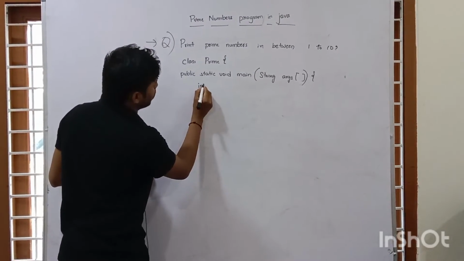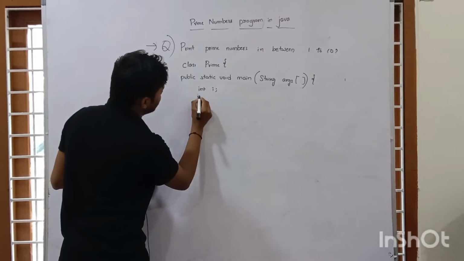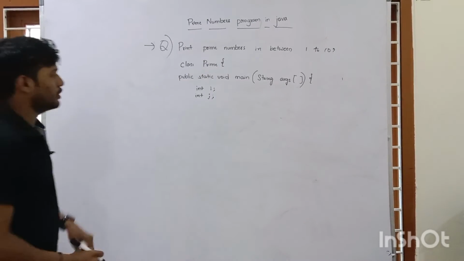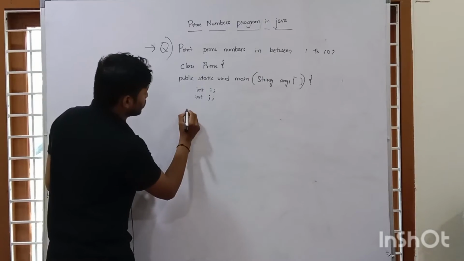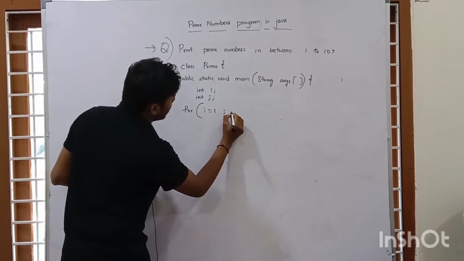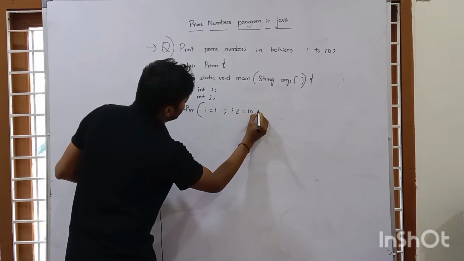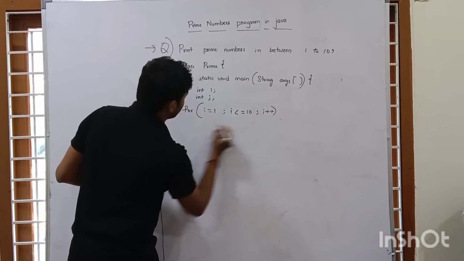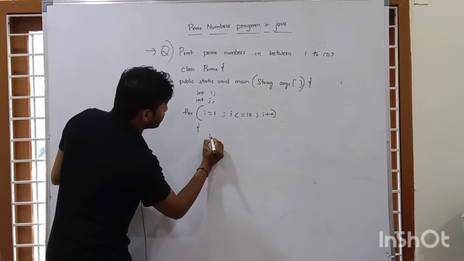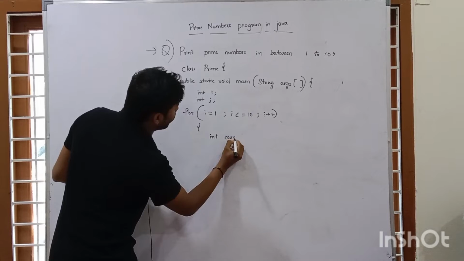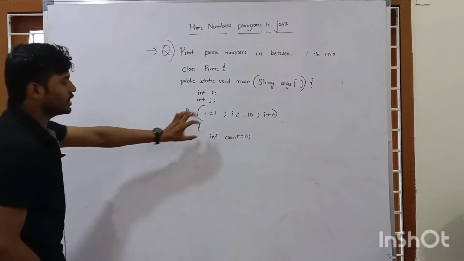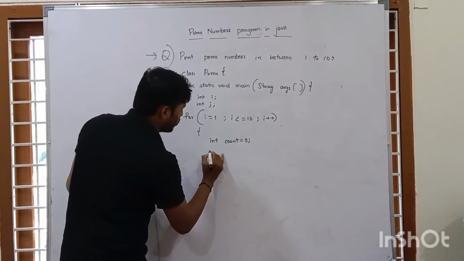Now here I am declaring two values, int i and int j. Int i and j are the two variables I declared here. Now I am going through that for loop: for i equal to 1, and then i less than or equal to 10, and then i plus plus. Now here again I am going through int count equal to 0. I am starting with the count as 0, this is the int data type.